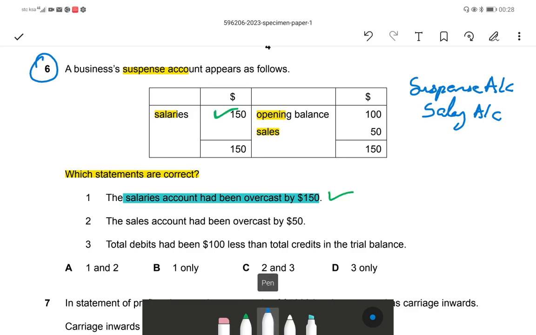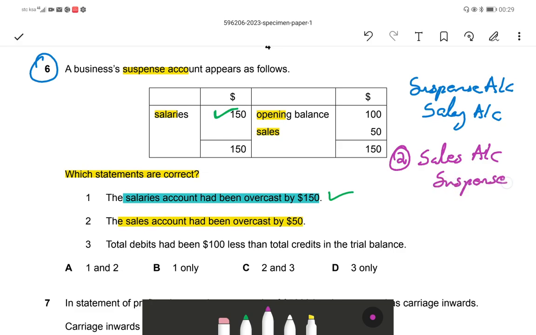Next, the second one: the sales account had been overcast by 50. Sales is an income. Income overcast by 50 means we have to remove the income on the opposite side. Income is credit; when we remove it, it comes on the debit side. So the journal entry is sales account debit and suspense account credit. So that is also correct.